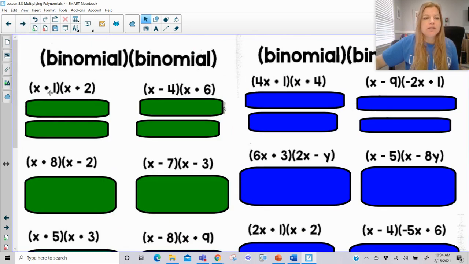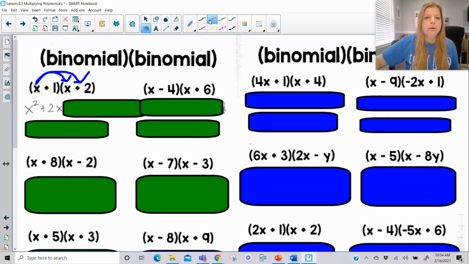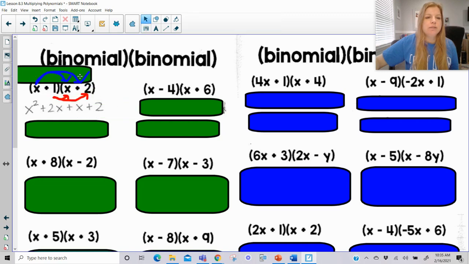So x plus 1 times x plus 2. So I distribute this first x. So I'm going to do x times x and then x times 2. So x times x is x squared. x times 2 is 2x. Then I'm going to distribute my 1. So 1 times x and then 1 times 2. So 1 times x is x. 1 times 2 is 2.